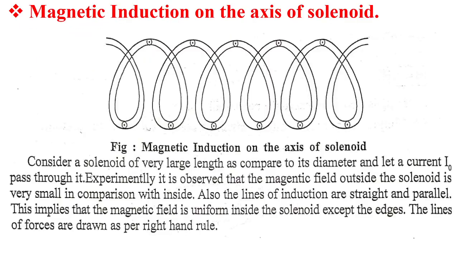Now we see here magnetic induction on the axis of a solenoid. Now consider a solenoid of very large length as compared to its diameter. A solenoid is a long wire. See in figure, solenoid is a long wire wound in a closely spiral over a hollow conducting wire.